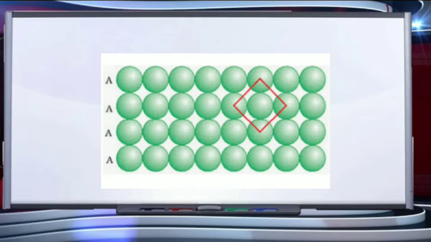So a question can be asked: why do we call this packing square close packing arrangement in 2 dimensions? So we can easily answer.